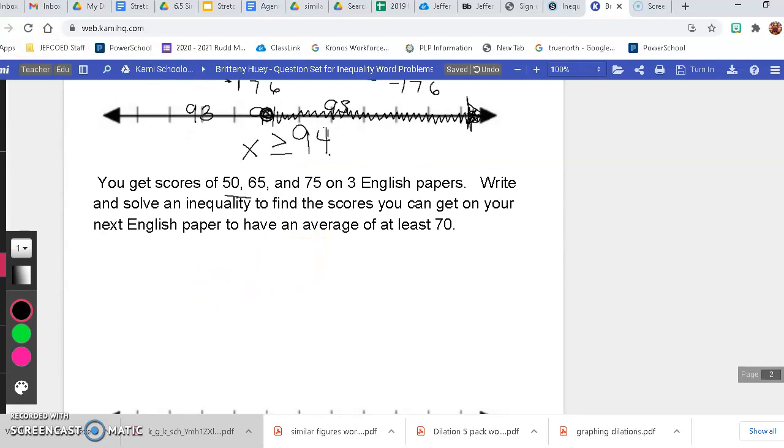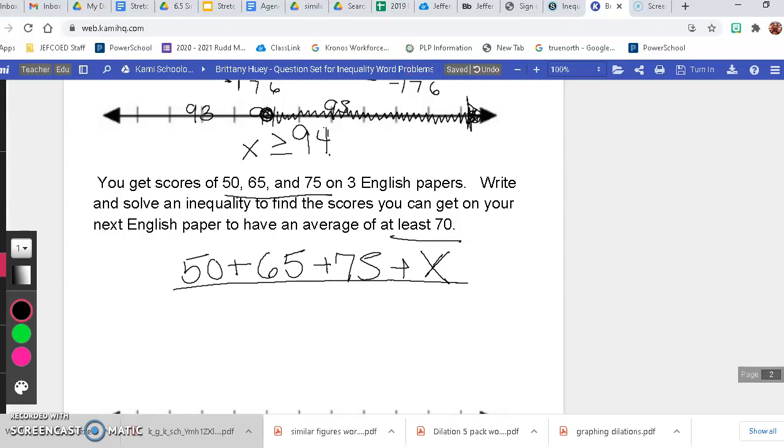Now we get scores of 50, 65, and 75 on 3 English papers. Write and solve an inequality to find the score you can get on your next English paper to have an average of at least 70. So let me see here. We got a 50 on an English paper, a 65, a 75, but we need to figure out this English paper. We don't know what we have.